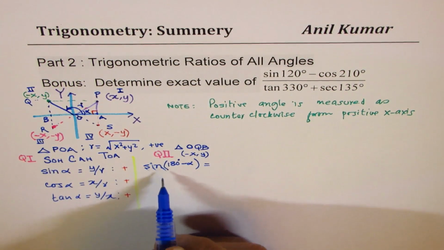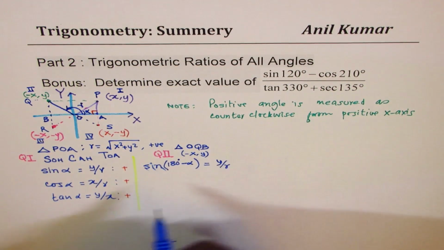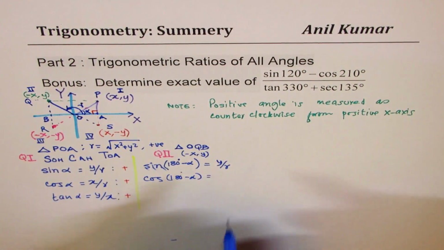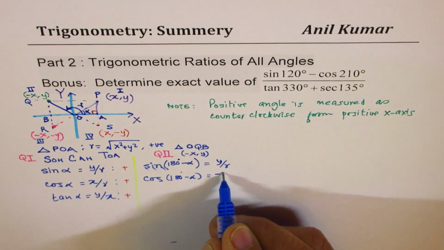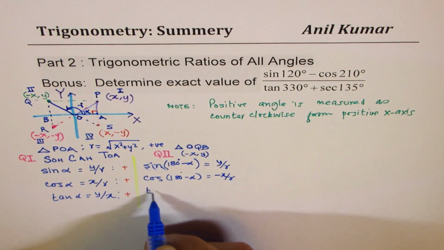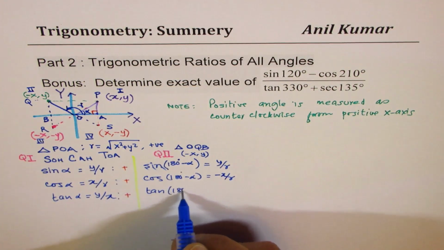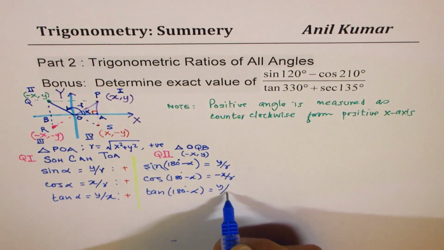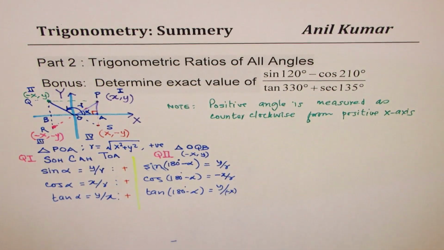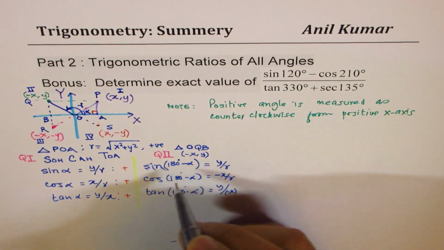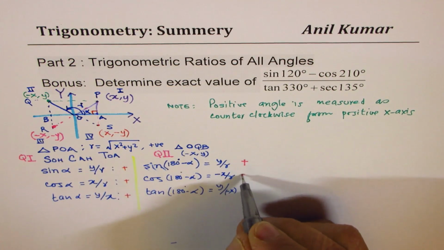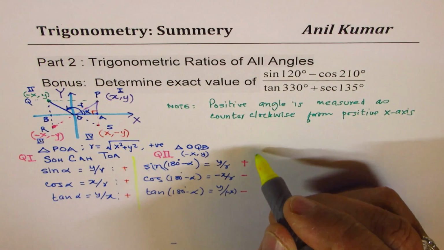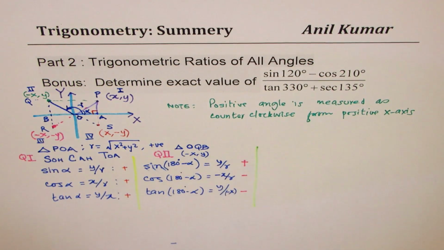Okay. So the y value remains the same. Sine is y over r. Cos of 180 degrees minus alpha is minus x over r, and tan of 180 degrees minus alpha is y over minus x. Do you see that? So what we notice here is that sine remains positive, however cos and tan become negative. Correct? So let's move on to quadrant 3.